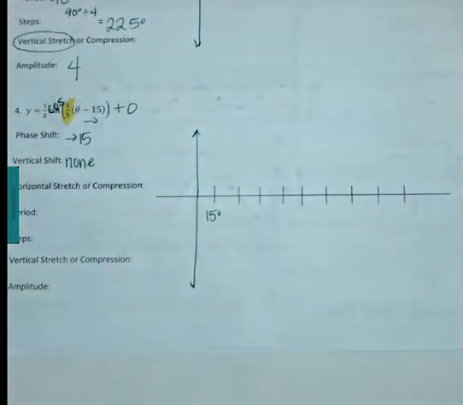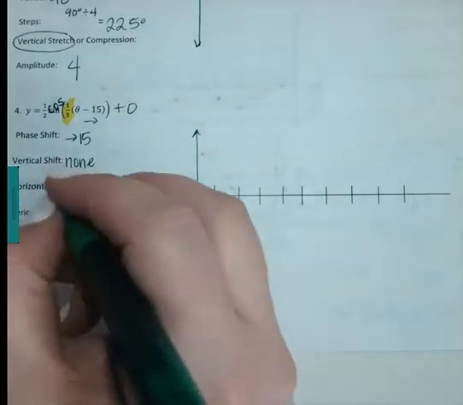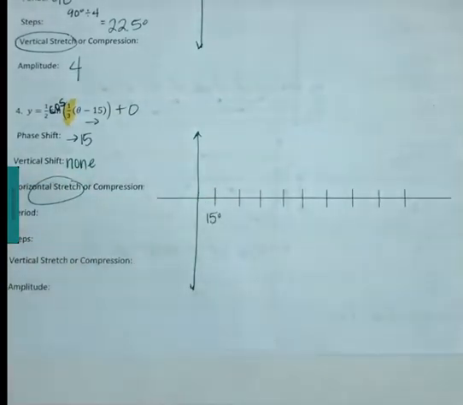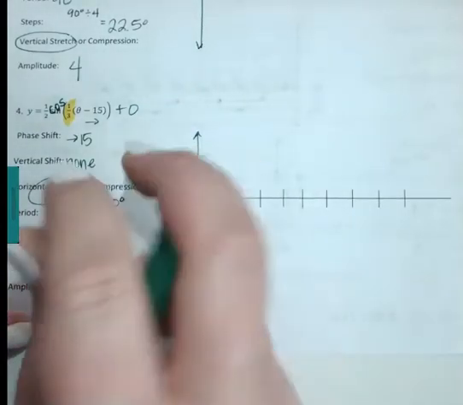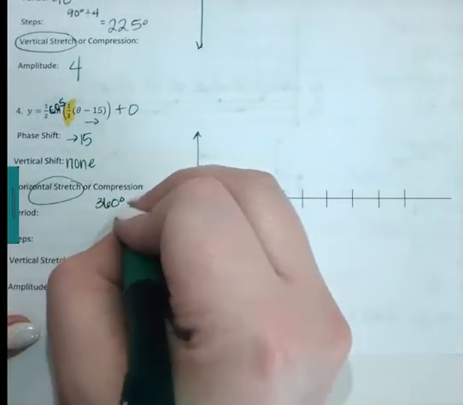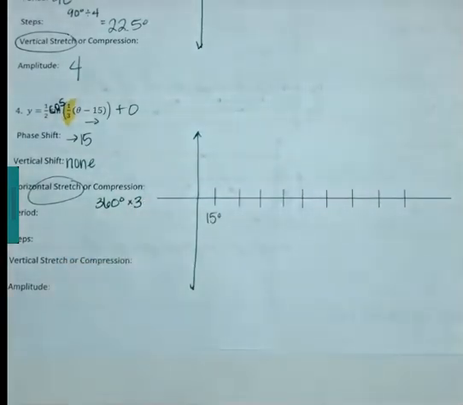A third. And a third is not a compression, it's a stretch. Why is it a stretch? Because it has the reverse effect because it's inside. Now, for a third, you're going to take your 360, and because it's a stretch, you're going to multiply by 3. So instead of taking only 360 degrees, I'm going to multiply that by 3.